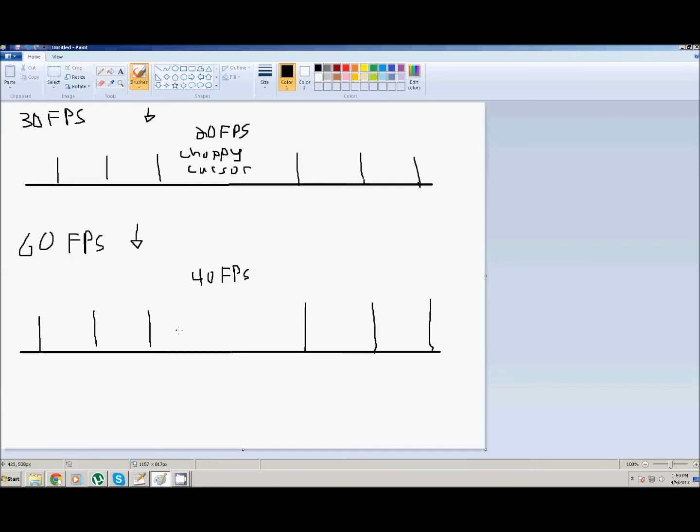Okay. So choppy cursor, but at 40 frames per second, it's a smooth cursor.